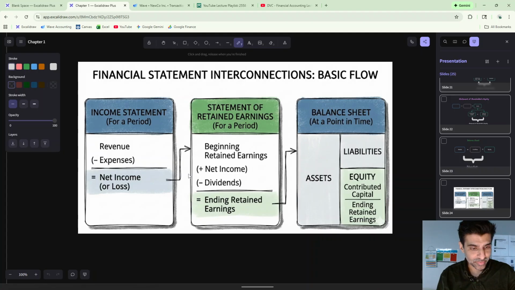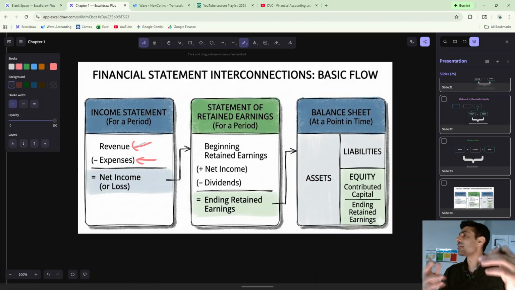Okay, we have the revenues. So remember, there's going to be different types of revenues. Maybe there's going to be sales revenue, service revenue, interest revenue. You're going to have whatever revenues you have. You're going to have all your expense accounts. Okay, so you're going to have rent expense, utility expense, salary. You're going to then take the revenues minus the expenses and get how much profit you made. We also call this net income.